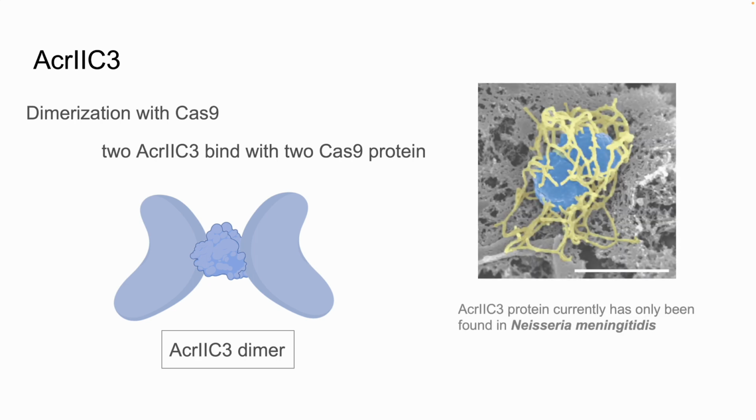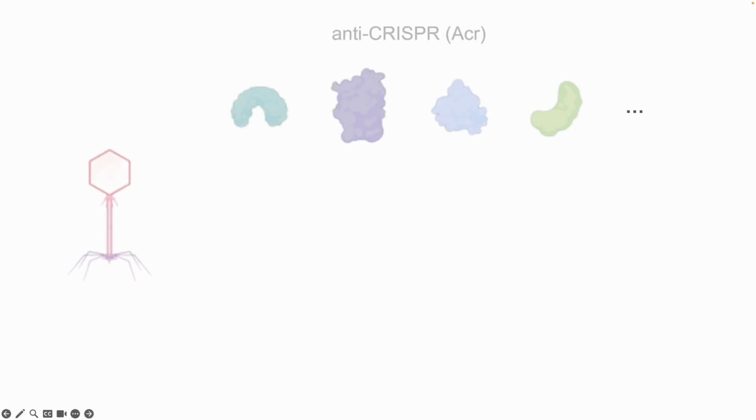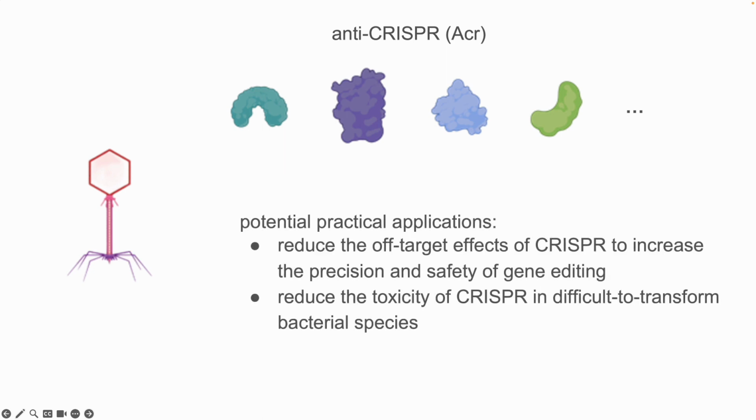One thing to notice here is that AcrIIC3 protein currently has only been found in a specific bacterium. In summary, we have introduced the basic concept and mechanisms of the anti-CRISPR proteins. The discovery of these proteins has implications in the field of biotechnology. Potential practical applications include using ACR to reduce off-target effects of CRISPR to increase the precision and safety of gene editing, or to reduce the toxicity of CRISPR in difficult-to-transform bacterial species.